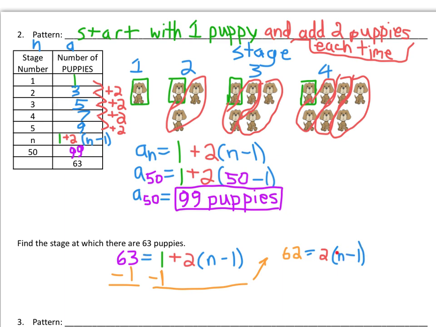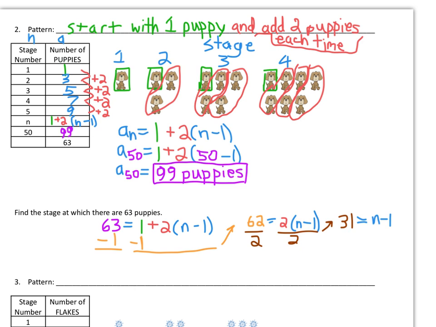Now 2 times something is 62. How would I get rid of this 2 times something? How do you undo times? Well, we would do what? Divide. This gives me 31 equals n minus 1. Again, we're dividing both sides by the 2. 62 divided by 2 is 31. Still have the n minus 1 part. Again, all you said is 2 times what is 62? Well, 2 times 31. This n minus 1 part is 31.